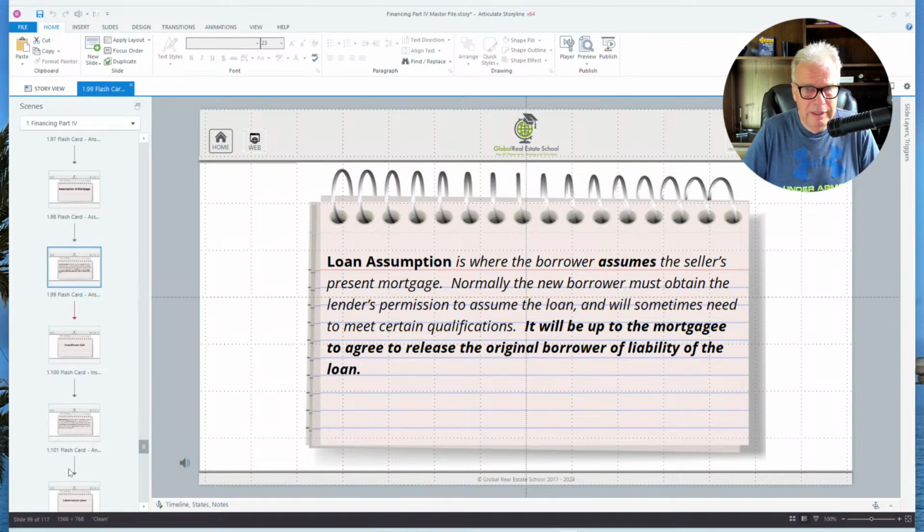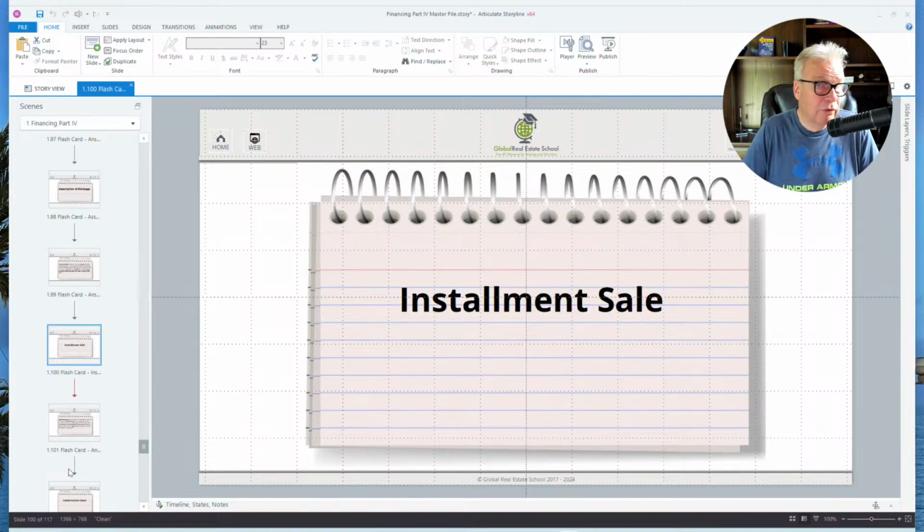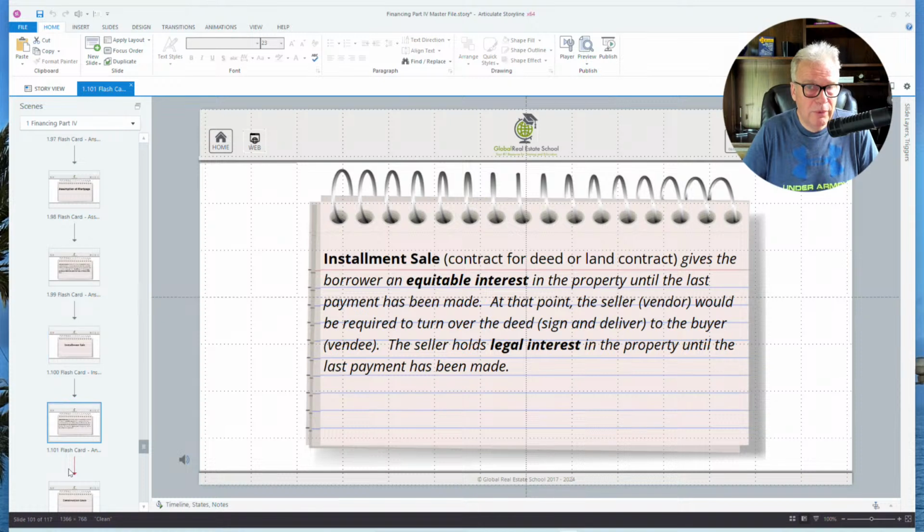Assumption of mortgage: anytime the borrower assumes the property. And we talk about installment sale, which is also called a vendor sale, or a contract for deed, which is what I refer to it as a lot. It's a land contract. You'll probably see it as contract for deed or land contract, or you could see it as an installment sale. With this type of loan, the seller retains legal title.